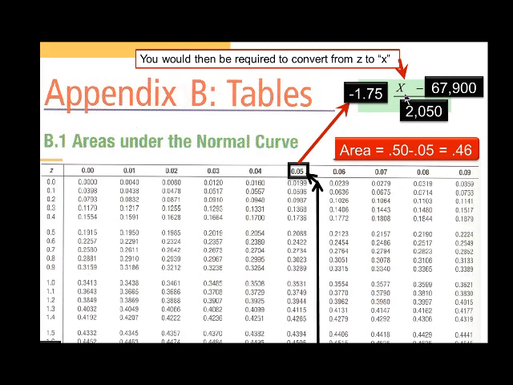Now I say you have to use some algebra, but I'm not talking about calculus, okay? I'm just talking about kind of moving some things around. You're going to have to multiply both sides by 2050. Right? You're going to have to add to both sides 67,900. And in that way, x would be by itself.